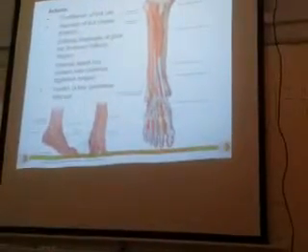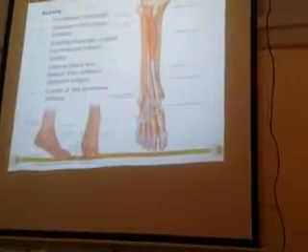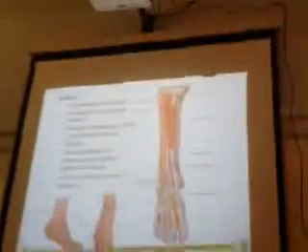In the case of the posterior tibial artery, is it the blood supply of the posterior part, all the posterior or just the deep? No, all the muscles are posterior. Okay. So here is the anterior tibial artery, and the deep peroneal.